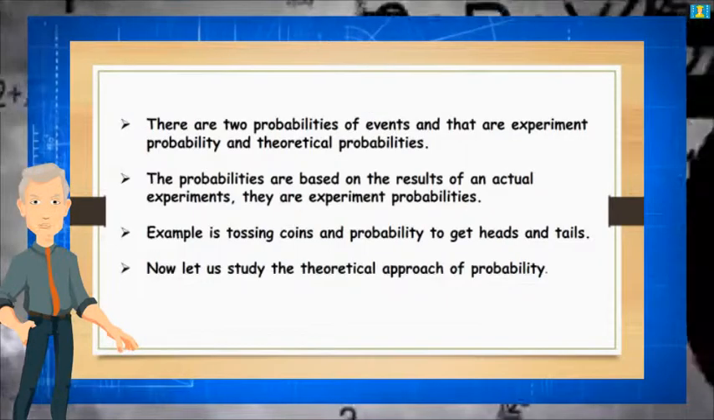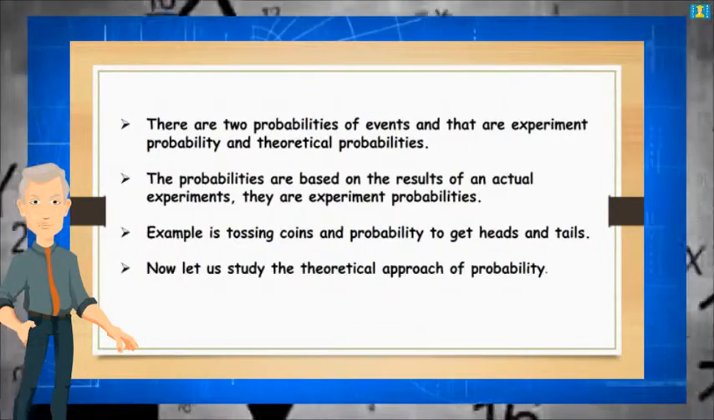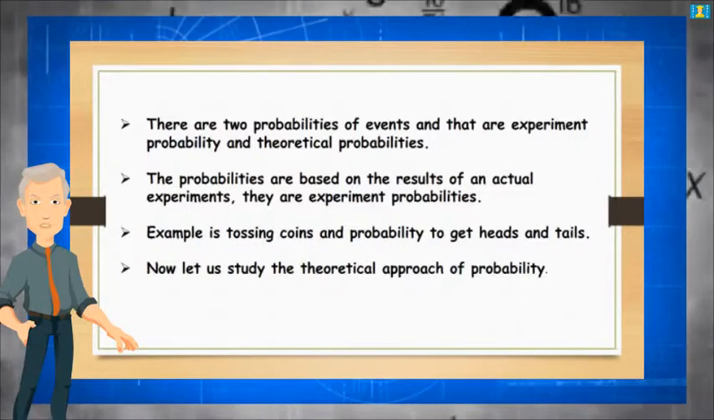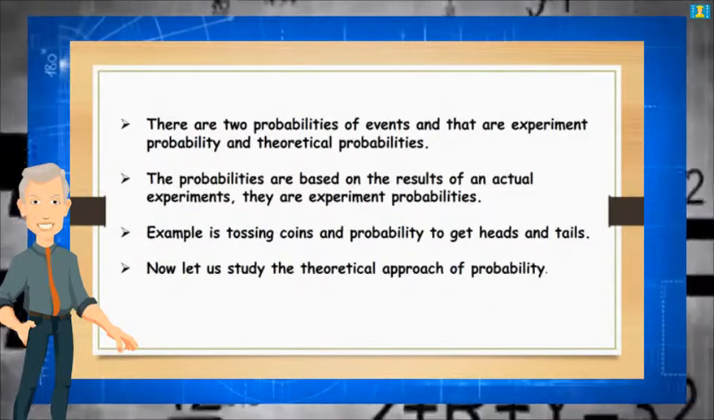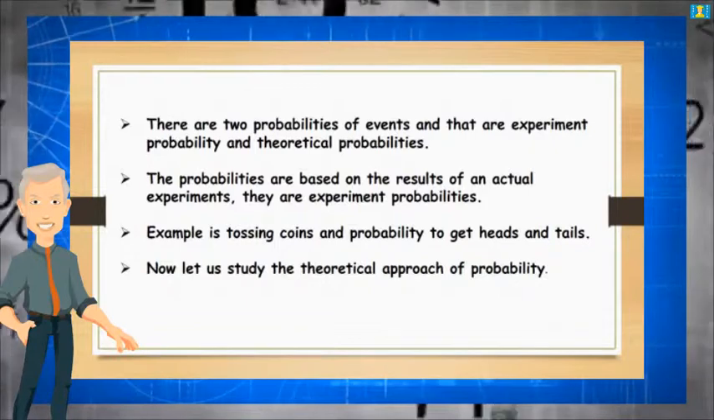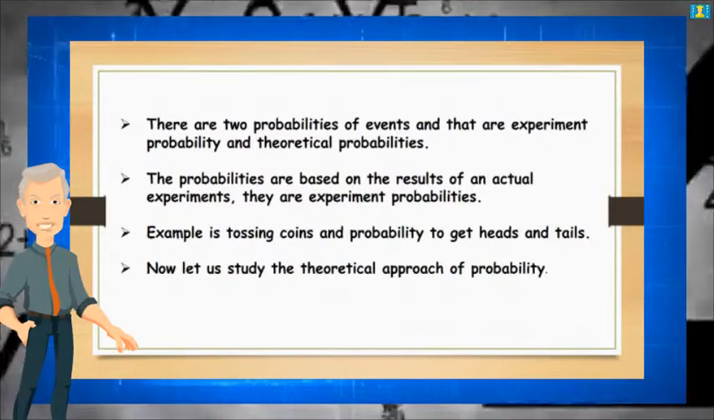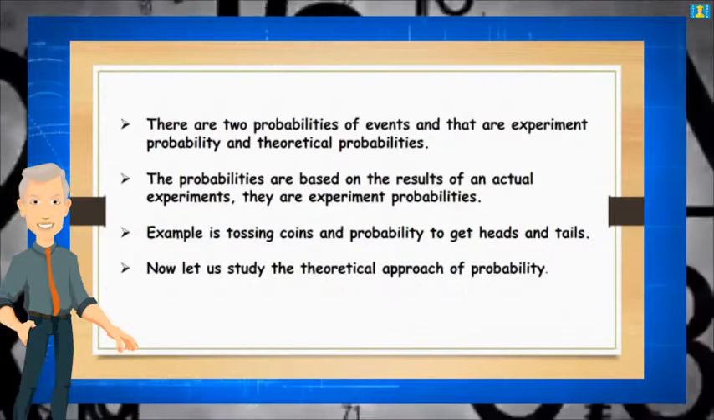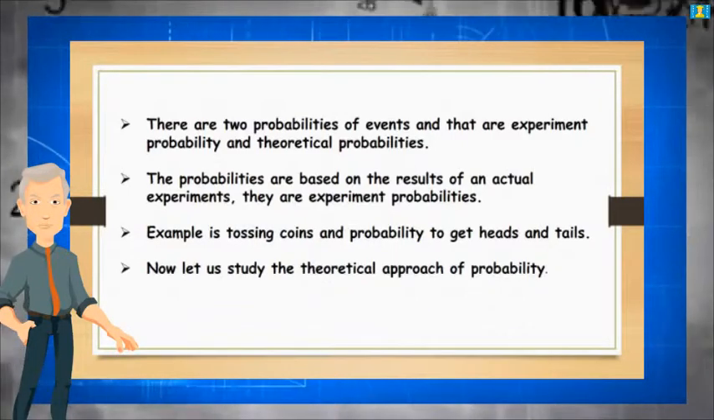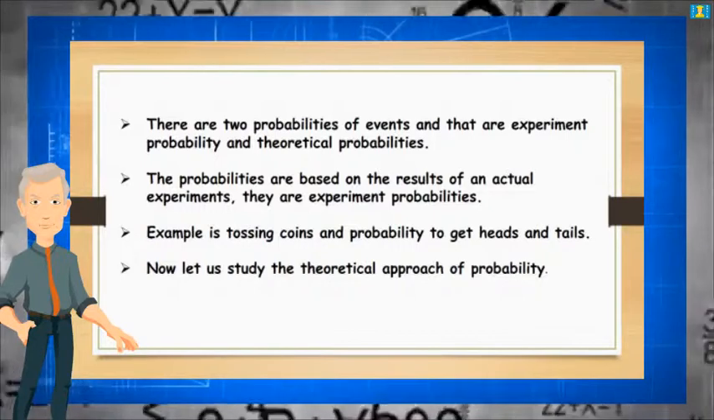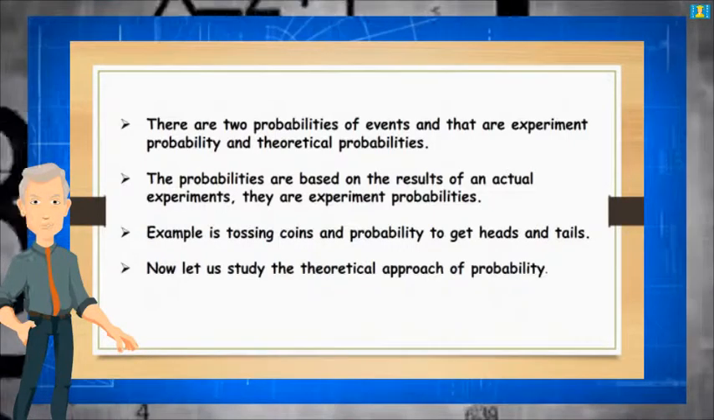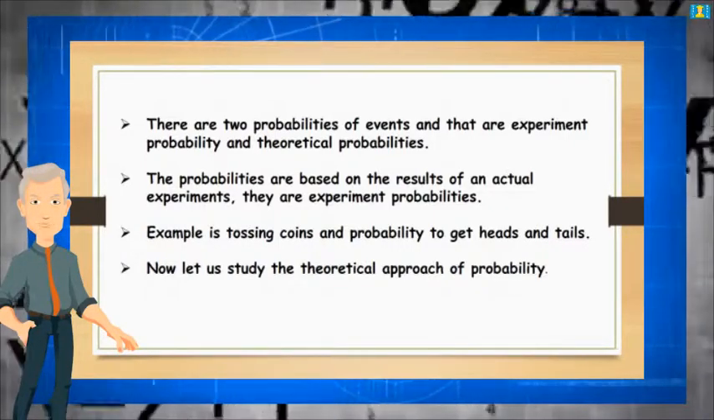There are two types of probabilities of events, and they are experimental probability and theoretical probability. The probabilities based on the results of actual experiments are experimental probabilities. An example is tossing coins and finding the probability to get heads and tails. Now let us study the theoretical approach of probability.